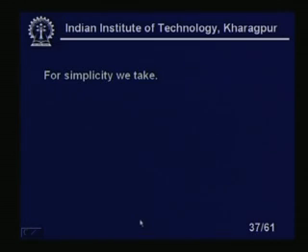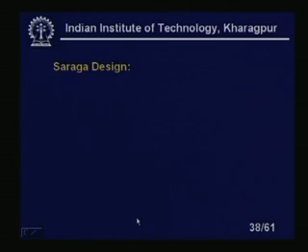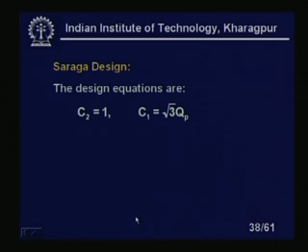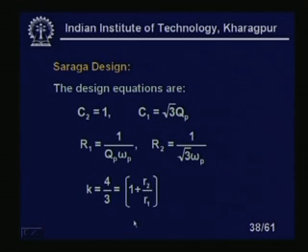For simplicity we take C2 equal to 1, C1 equal to 4 q p square, R1 R2 equal to 1 upon 2 omega p by q p, and the surrogate design you see here. The design equations are C2 equal to 1, C1 equal to root 3 q p and R1 equal to 1 upon q p omega p, R2 equal to 1 upon root 3 omega p. So, small k equal to always 4 by 3, that is 1 plus R2 by R1, right.